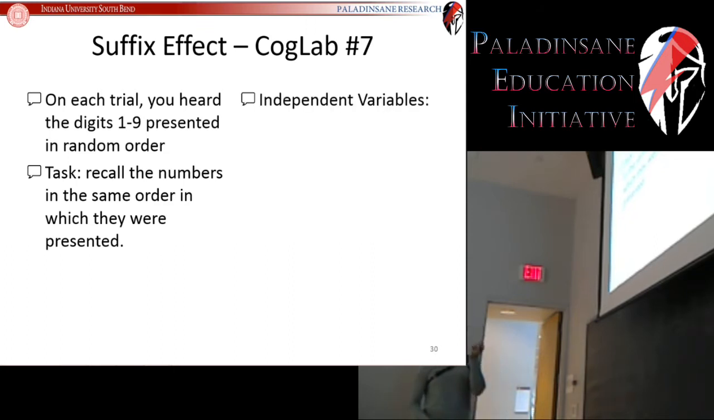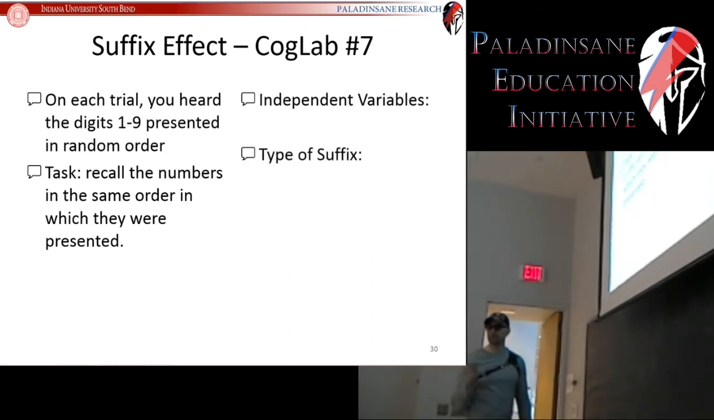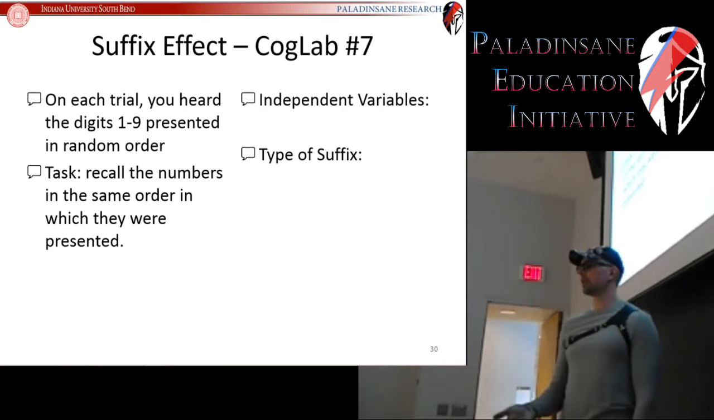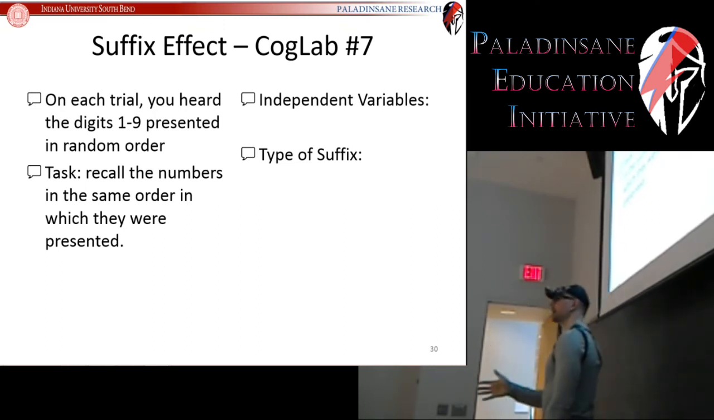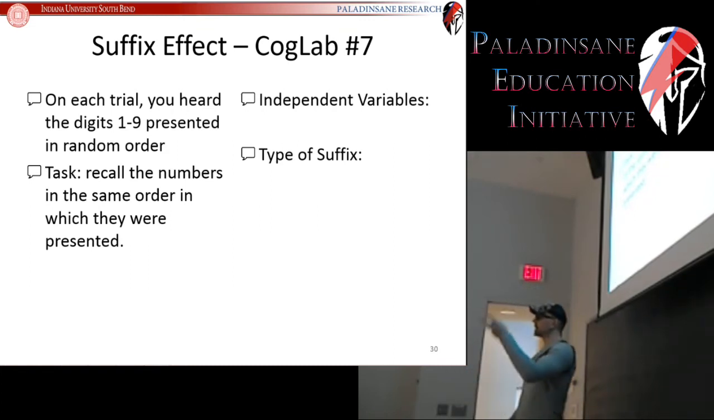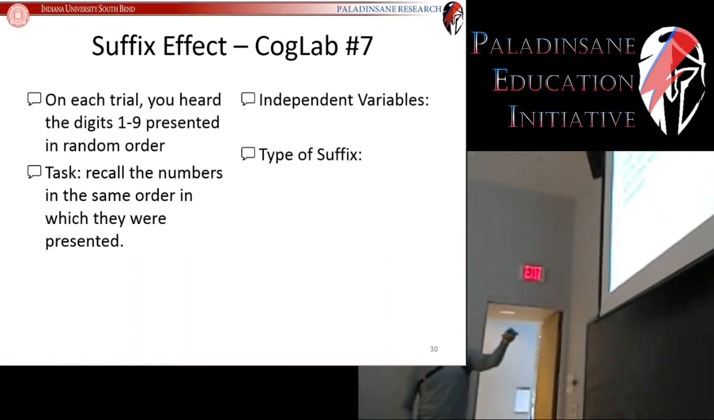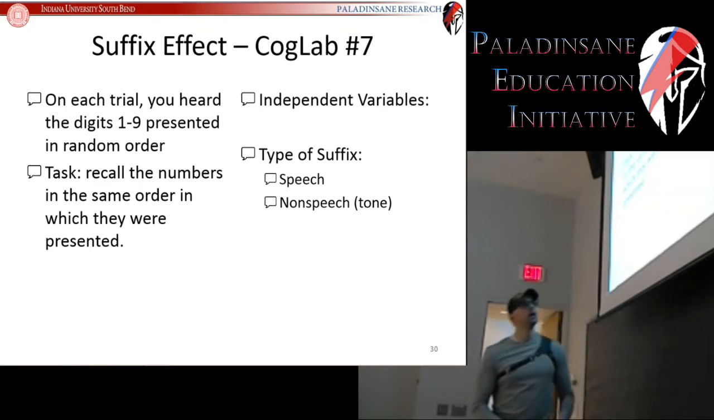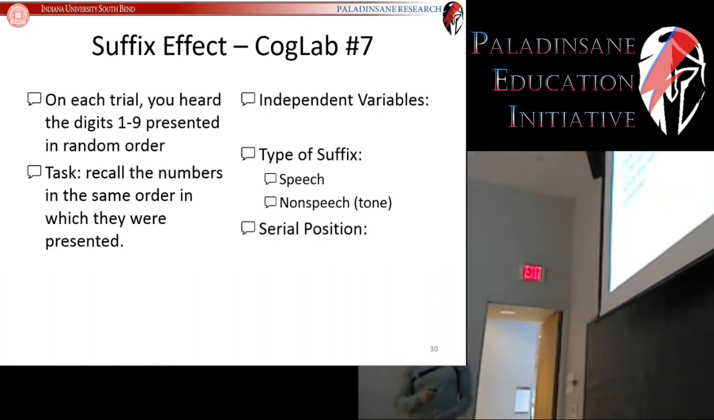The independent variable was what type of suffix did you have to indicate that the 9 numbers were over? You can think of this as a signal, right? You heard the 9 numbers, and then there was a signal that told you that the 9 numbers had finished, and that it was time to enter in what the 9 numbers were in order. So what was the type of suffix? What was the type of signal? It could either be a speech signal, or it could be a non-speech tone. And so that was the type of suffix. We'll go into more detail on that in just a second.